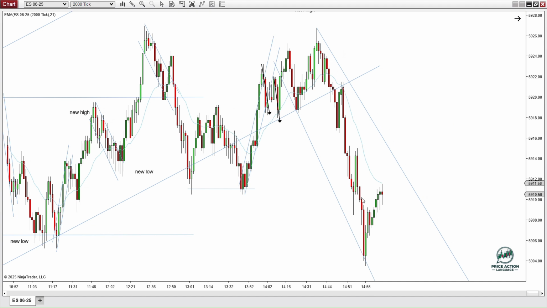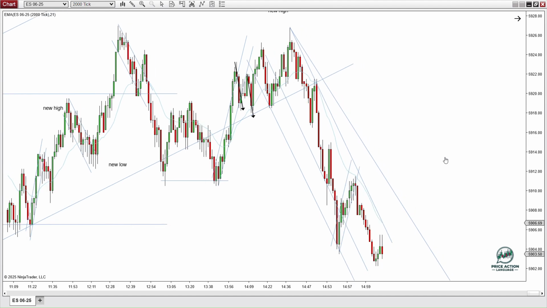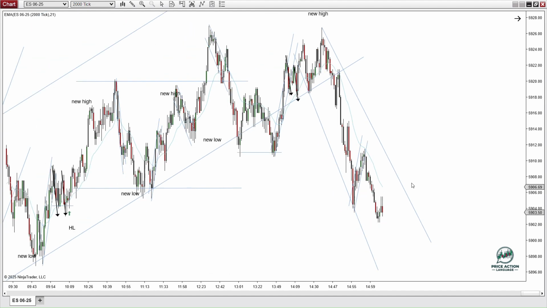So now we have such an extended move down that I'm starting to draw some wider downtrend here. In the beginning, before we had more price action, I was playing something like this with an overshoot here. Then I had this bullish correction. But you can see we instantly push lower, negating this overshoot. So I went ahead and widened the downtrend, something like this.